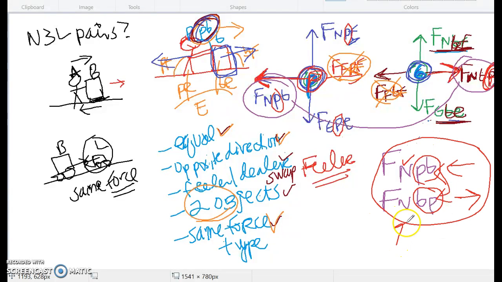So you really need to look at this labeling. We're not just having you make all these labels just to waste your time. They're important. You need to look at them. That's how you know it's a feeler-dealer pair. Same force type, feeler-dealer swap, only two objects are involved. It's the same interaction.